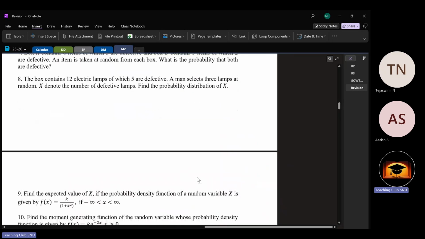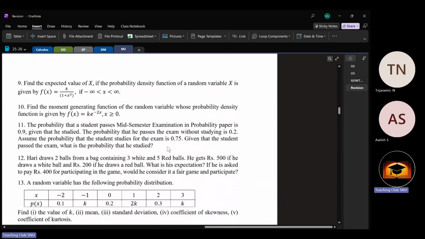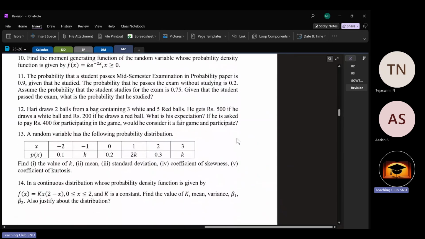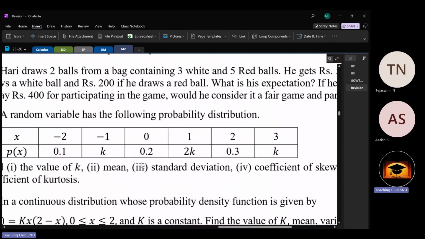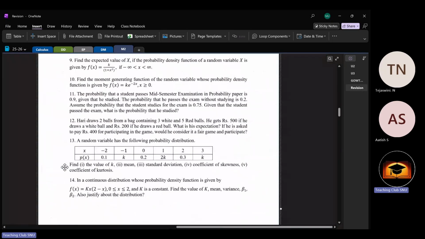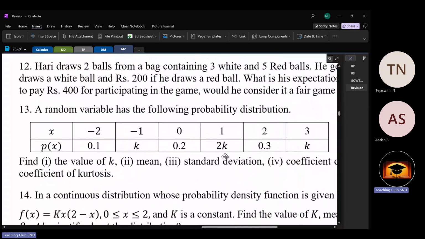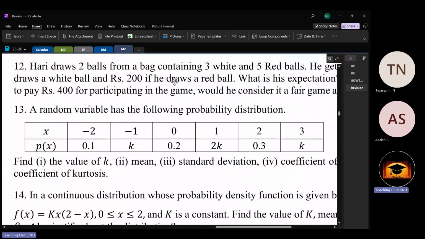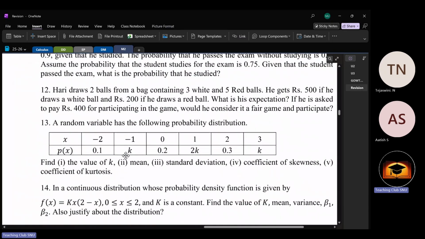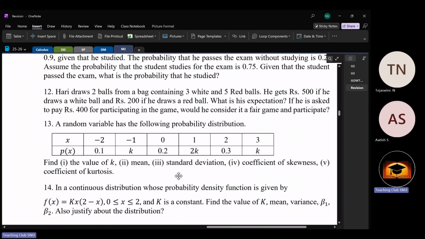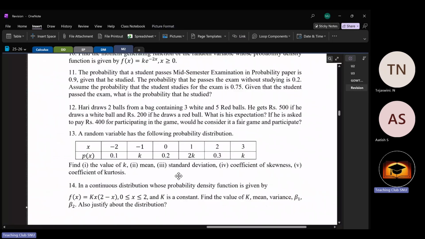Let me know if you have any queries here. Moment generating function finding. Okay. Given a table like this, find the value of k, mean, standard deviation. I think you don't have coefficient of skewness and kurtosis, just leave it. Very simple. Add all the probabilities, get the value of k. Multiply and add, that is going to give you the mean. Find E of x square minus E of x the whole square and then take the root, that will give you standard deviation. Okay.